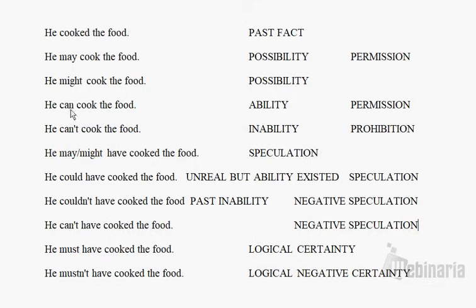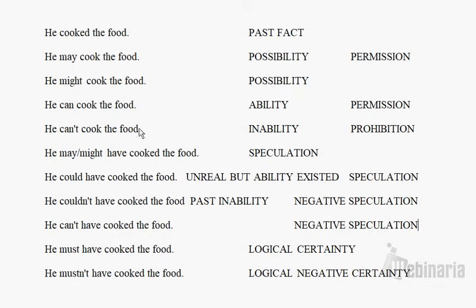He can cook the food. So can means he has the ability to cook the food. He has all the things he needs. He has a frying pan and some oil and all sorts of different things. Or we can also use it to mean permission again. Tell him he can cook the food now. I'm giving permission. It's the same as may, but this is much more informal.